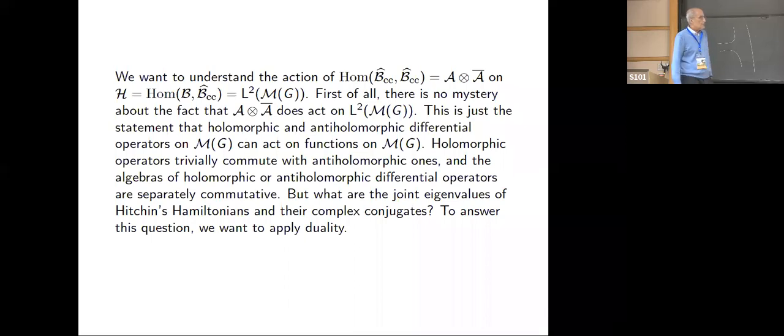Holomorphic operators trivially commute with anti-holomorphic ones, and the algebras of holomorphic and anti-holomorphic operators are separately commutative. So A tensor A bar will have an action on functions on the base. It's a commutative algebra, so they can be simultaneously diagonalized. And then we can ask, what are the joint eigenvalues of Hitchin's Hamiltonians and their complex conjugates? To answer this question, we want to apply duality.